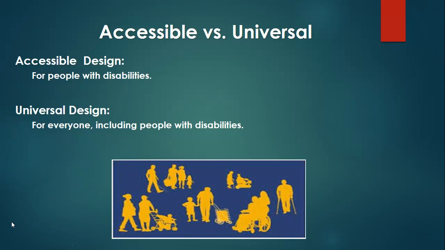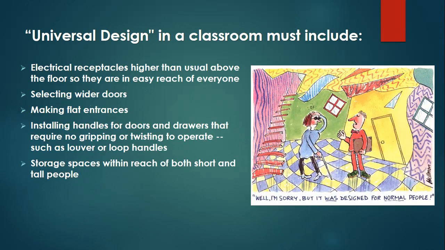Now I'm going to explain what is accessibility versus universal. Accessibility design is for people with disabilities. Universal design is for everyone, including people with disabilities. How is universal design for education? Universal design for education helps the school to construct accessible physical, social, and learning environments for all the students.